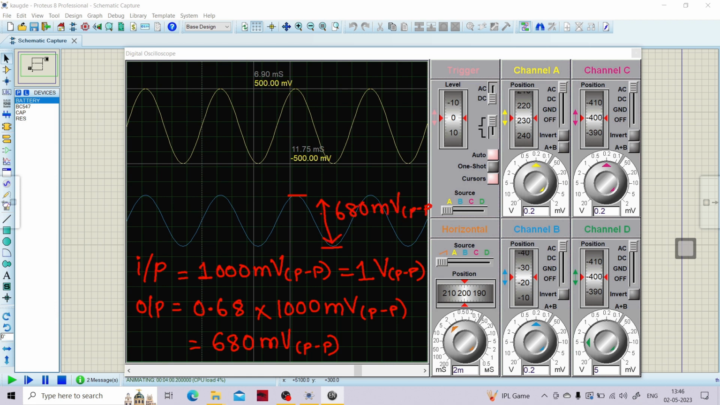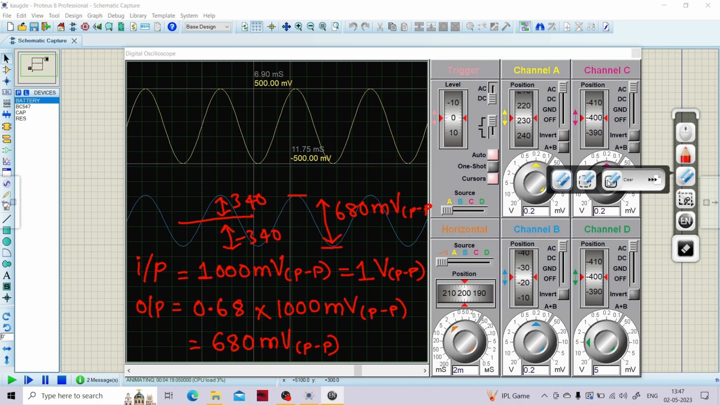Okay, or what is half of 680? So from the peak above, half of it is 340. Yeah, 340 up and 340 down, right? And eventually when you subtract both of them, you will get 680 millivolts peak to peak. Okay, so let's check if we are getting 340 millivolts up and down. Let me erase all of the thing.